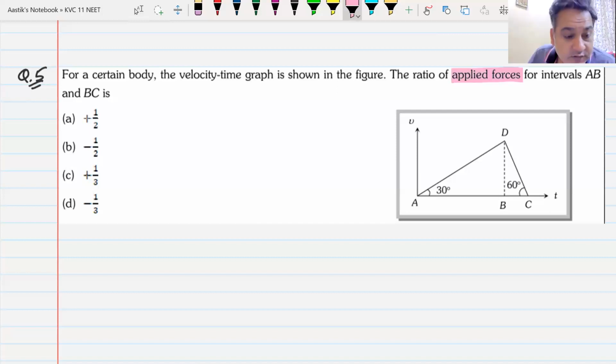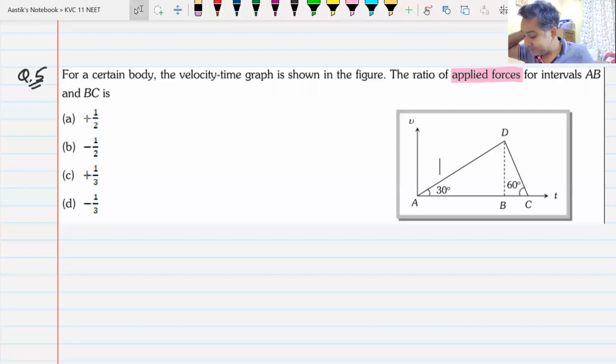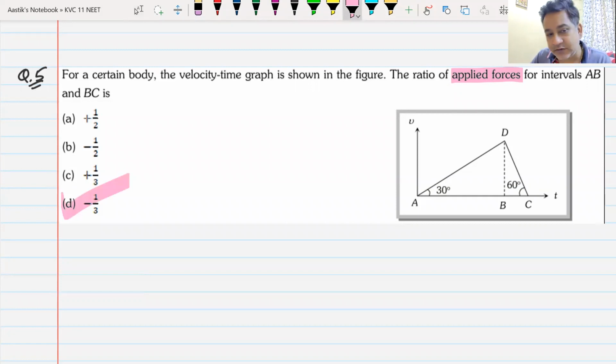Option D. Yes, any answers for this one? Option 4, minus 1 by 3. That is absolutely correct. And how do we get this? First of all, they are talking about forces. I cannot find out the forces, but I can definitely find out the acceleration. What is the acceleration of this part?